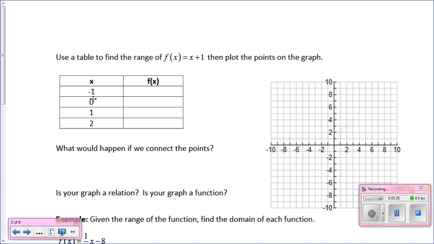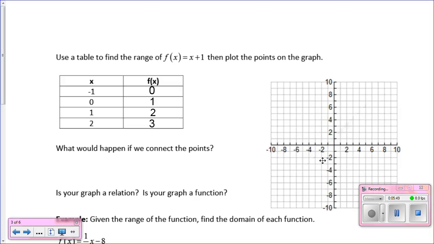I'm going to plug in this x value into this equation, and I'm going to get the y value out, which I'm just going to put under f of x. So -1 gets plugged in there. -1 plus 1 gives me 0. 0 plus 1 gives me 1. 1 plus 1 gives me 2. 2 plus 1 gives me 3. Then I have to plot the points.